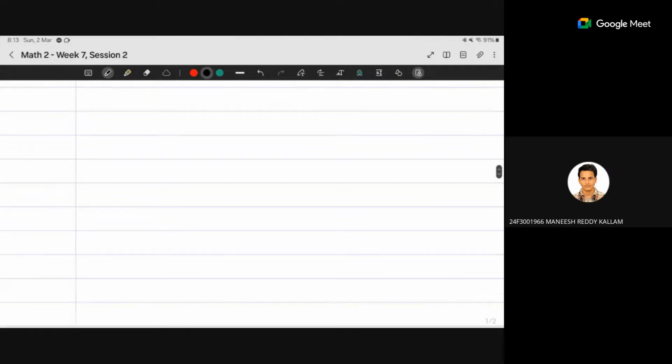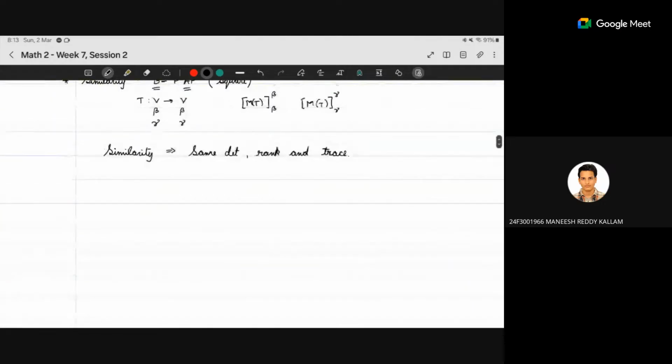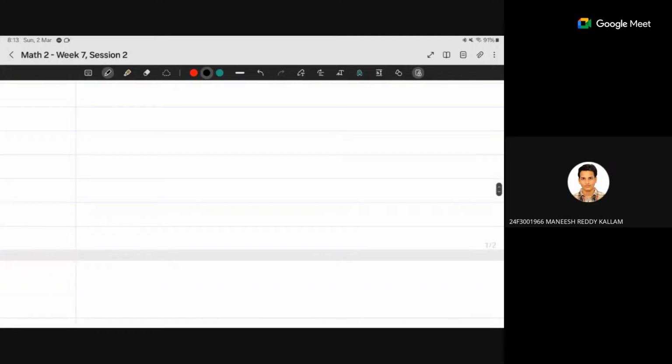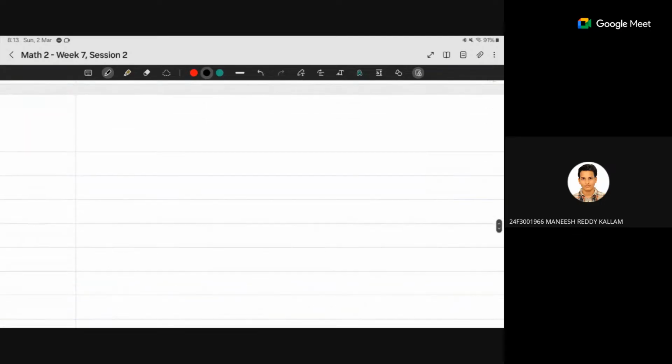So here you will mostly just see if it is similar, then find something. You'll probably be given two matrices, and if they are similar, then you have to say what. There'll be maybe one unknown quantity. Using determinant, rank, or trace, you'll have to determine what that unknown quantity is. I think we saw questions of that form last time.